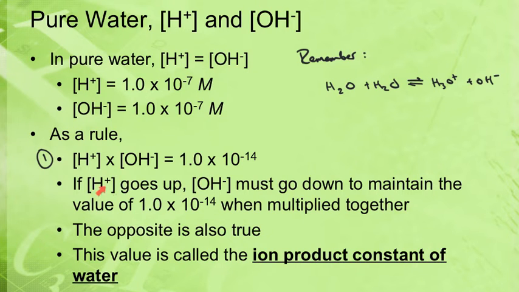And this is where this gets really helpful. Let's say the hydrogen ion concentration goes up. Well, then the hydroxide concentration must go down to maintain this value. It always has to equal 1 times 10 to the negative 14th when multiplied together. So this is a very useful equation. It's true in pure water, but it'll also be true in any acid or base, that the hydrogen ion concentration multiplied times the hydroxide concentration must equal 1 times 10 to the negative 14th.